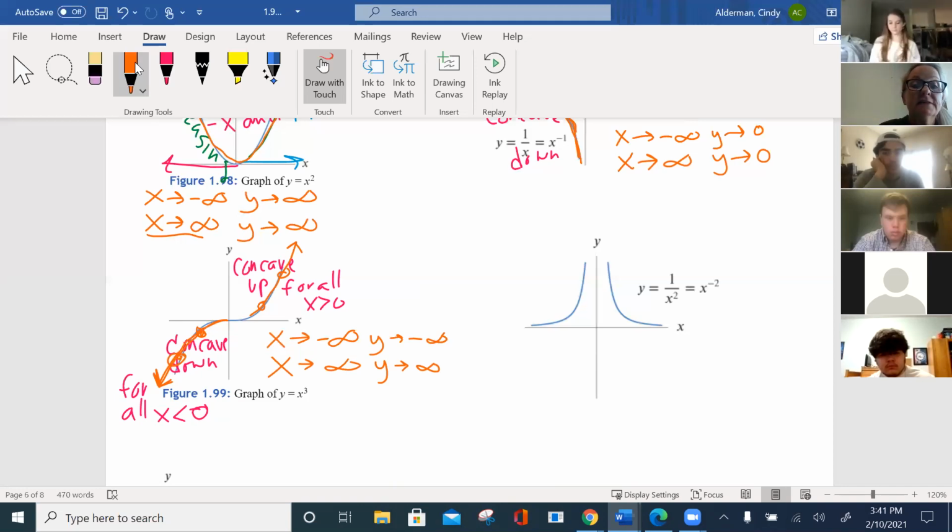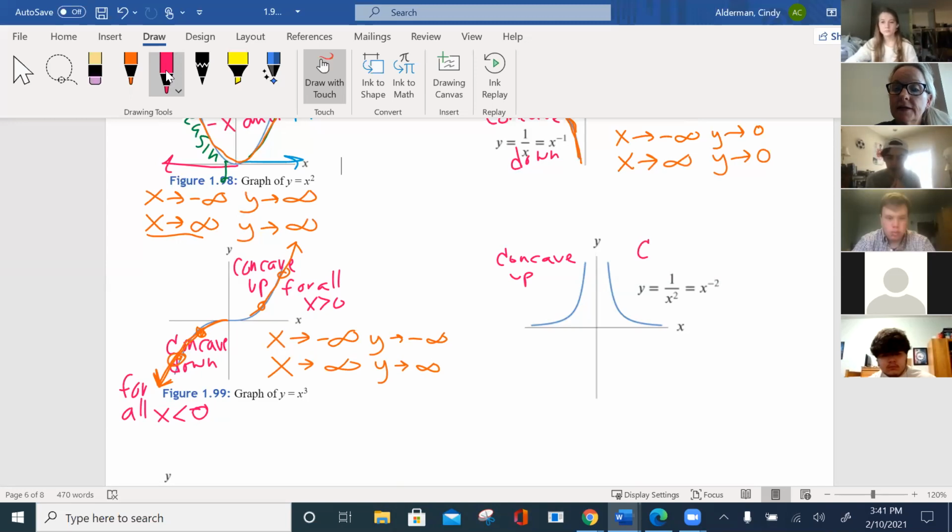Okay, so let's see, concavity for this one. This is concave up or down? Anybody? Concave up. Yep. So it's concave up for the negative x values, right? And concave what for the positive? Is it still concave up? It is, very good. That's where students have some trouble.